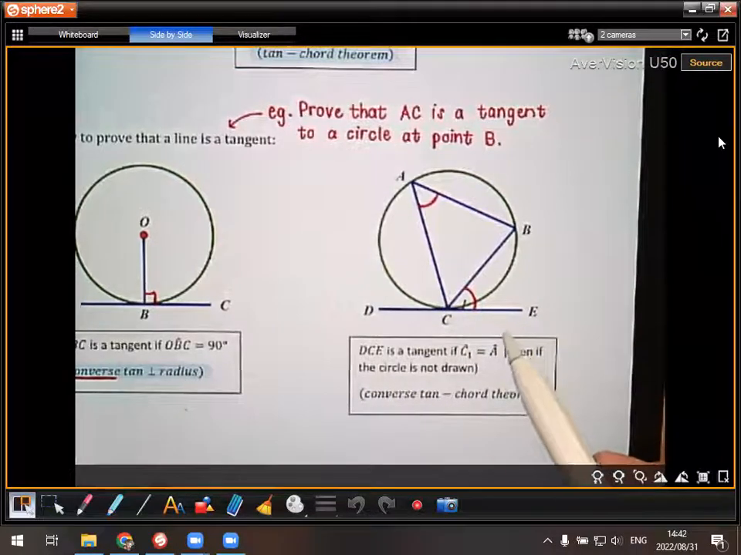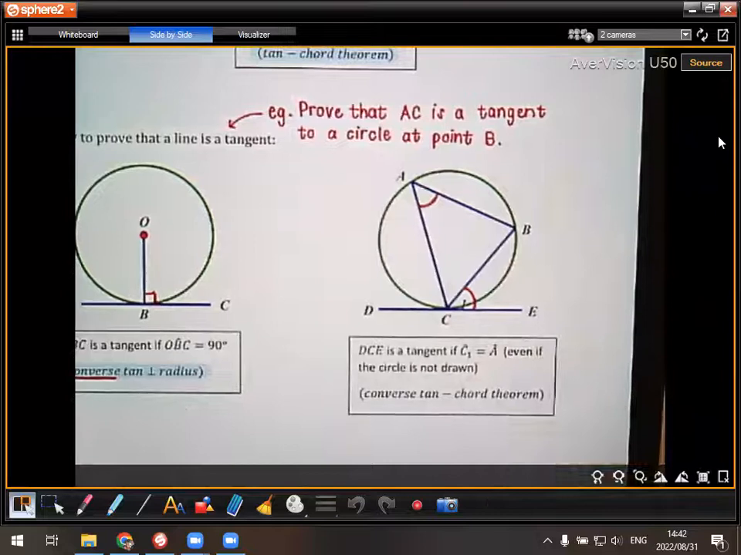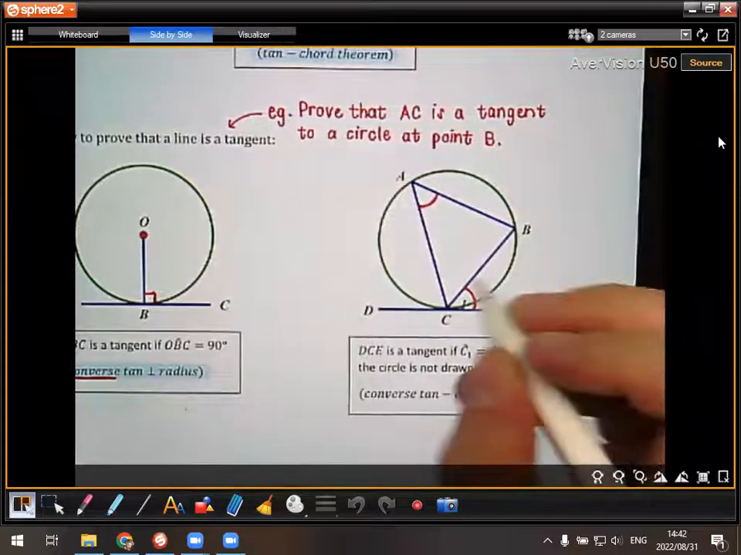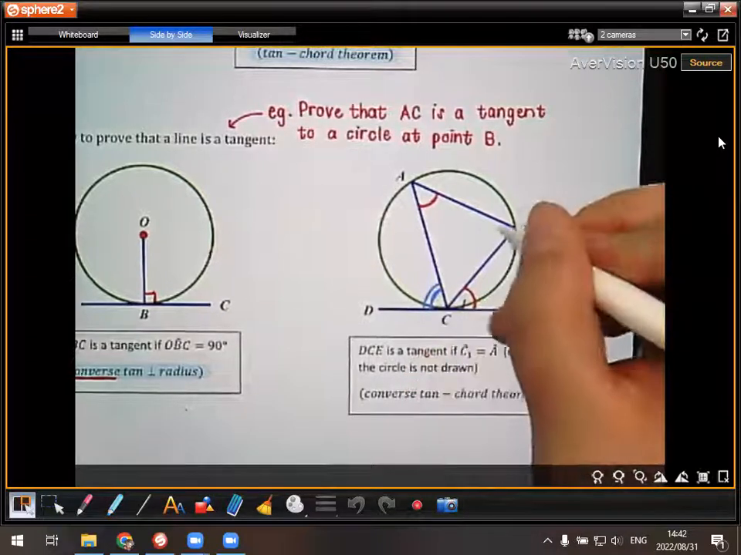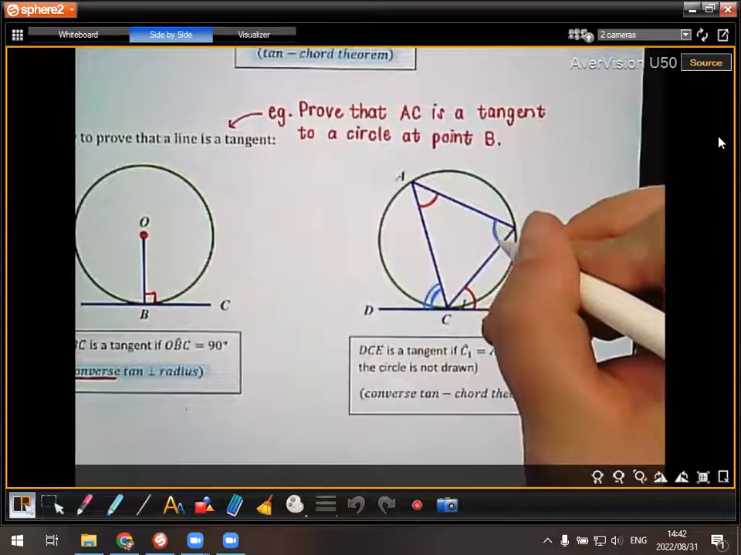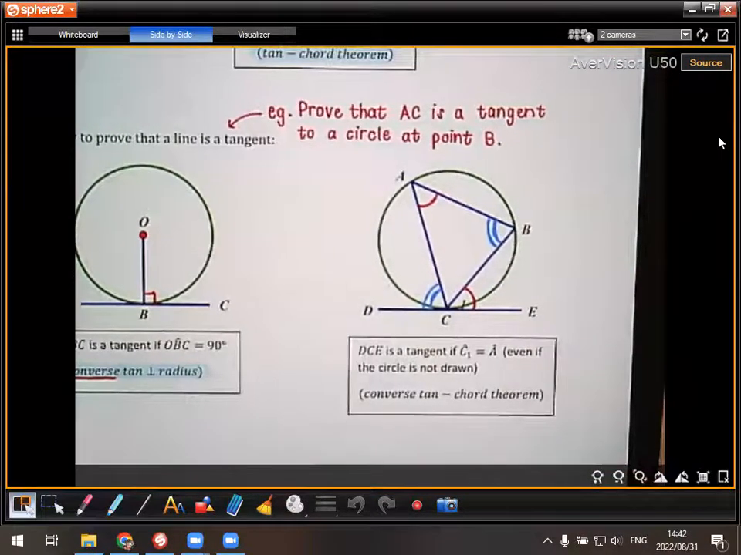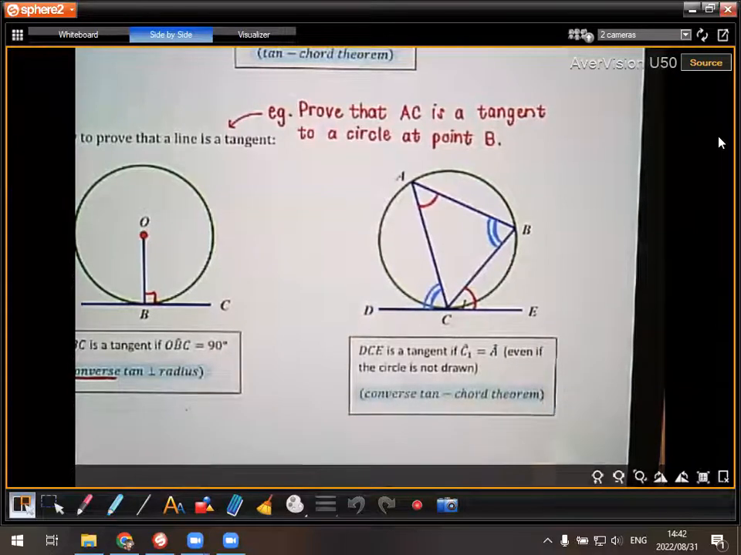And they can say, prove that DE is a tangent to the circle at C. Right? And then the circle might not even be there. So if you can prove that C1 is equal to A, then it is a tangent. What else? If I can prove that this angle, ACD, is equal to B, then it also is a tangent. Again, the reason will be converse tangent here.